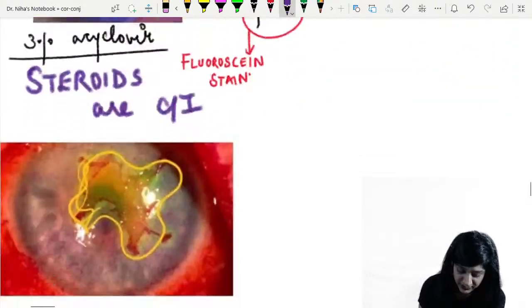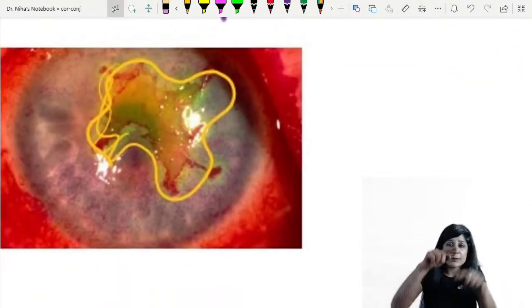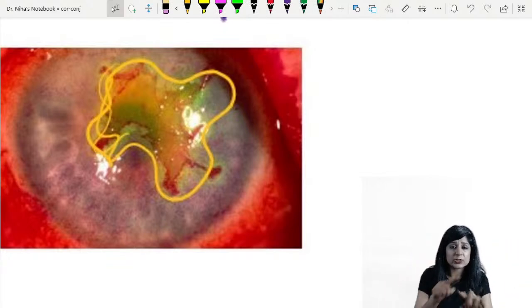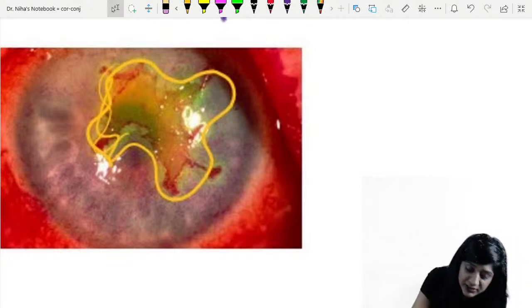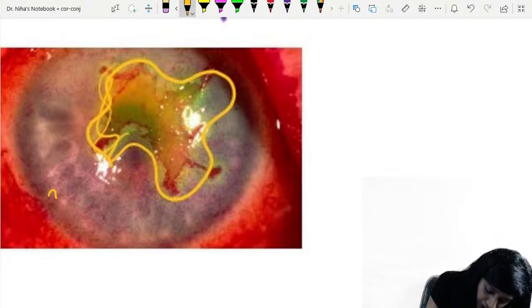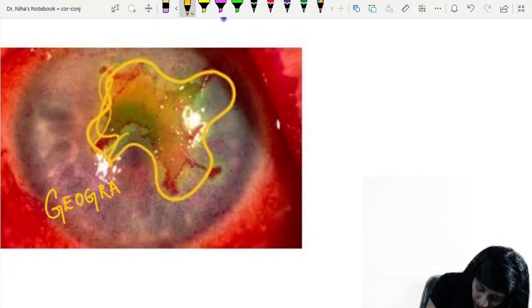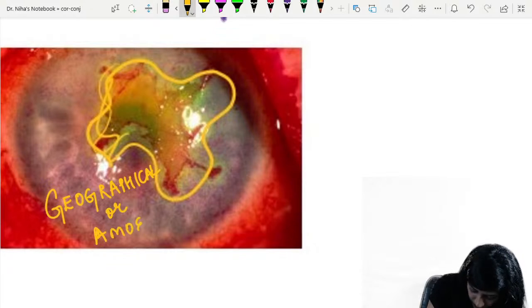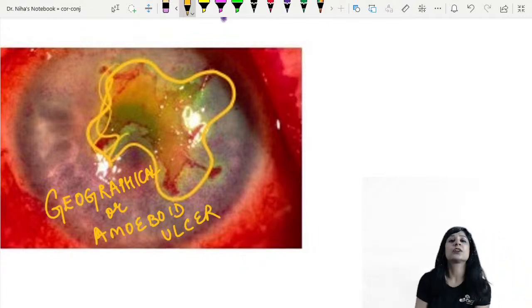Why? See, this will happen. There will be collision of all these ulcers. A large ulcer will be formed. And what is this large ulcer called? It is called the geographical ulcer. This is called the geographical or amoeboid ulcer. This is called geographical ulcer or the amoeboid ulcer.